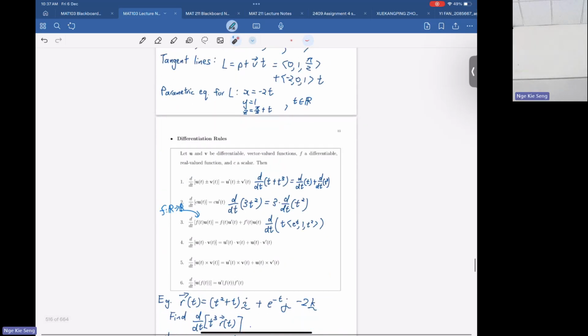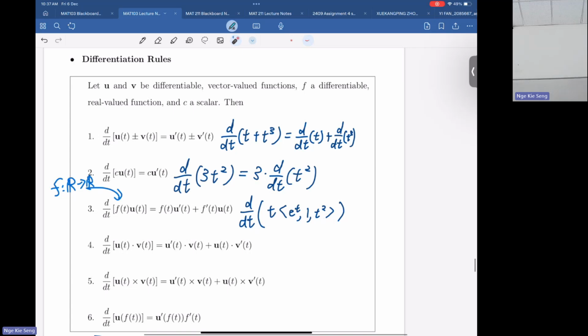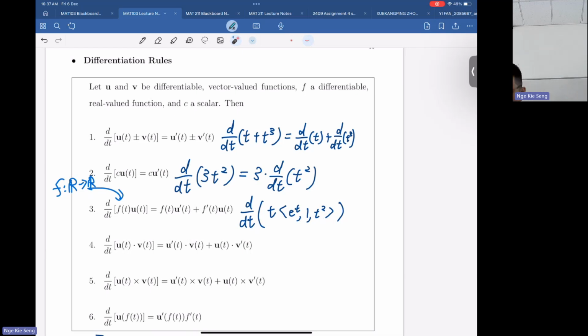There are certain differentiation rules here, a bit different from what we learned before, because you need to remember that now we are differentiating a vector valued function, not a scalar valued function anymore. So what is the same? For example, number 1 and number 2 are the same. The derivative acts linearly on this function, so you can pull the scalar out or you can split the differentiation.